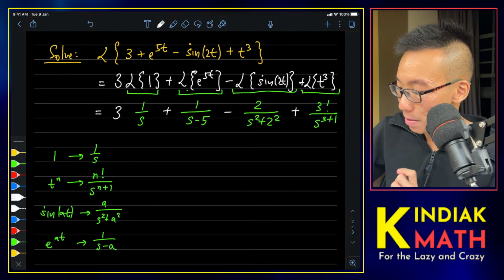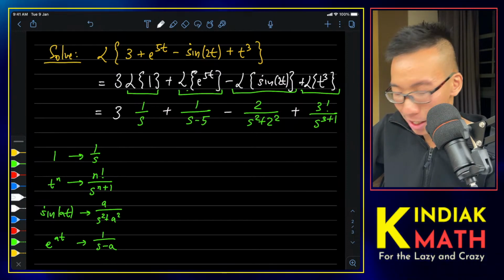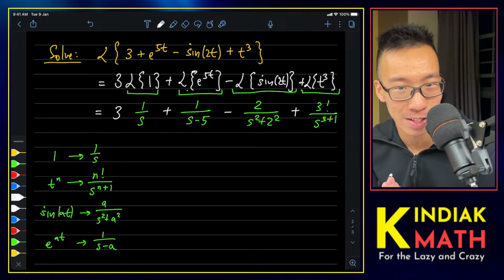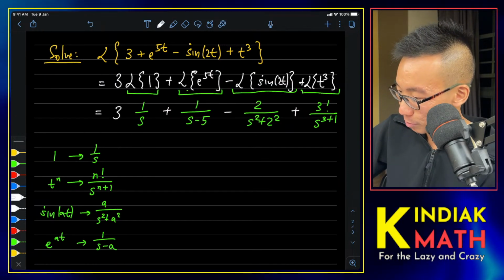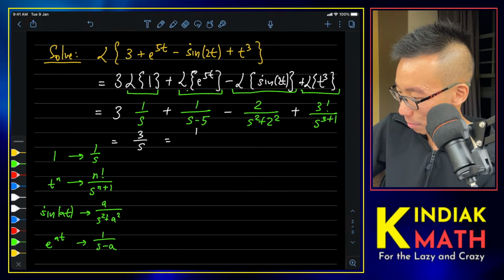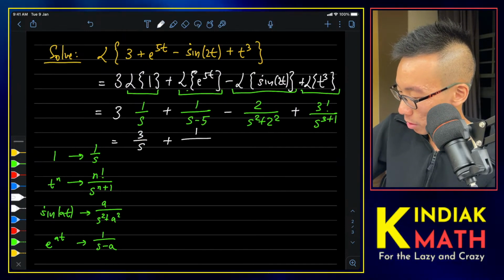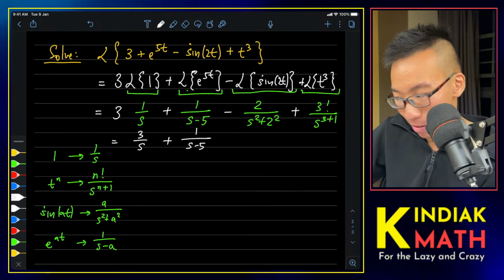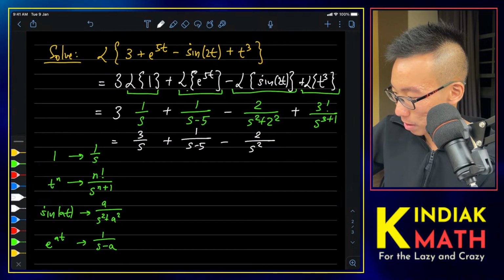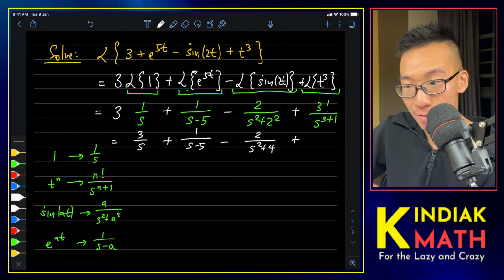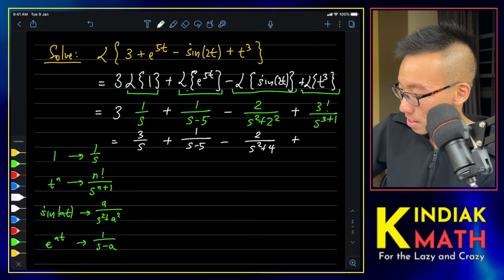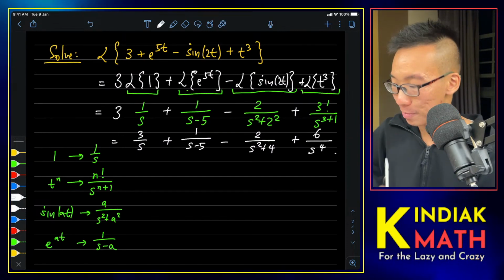Of course, we can simplify all of this, and there's no need to memorize any of this. You can refer to the math table that is given in the actual test. This would be 3 over s. Oops, typo right there. 1 over s minus 5. Minus 2 over s squared plus 4. And 3 factorial is 3 times 2 times 1, so that's 6. 6 over s to the 4.